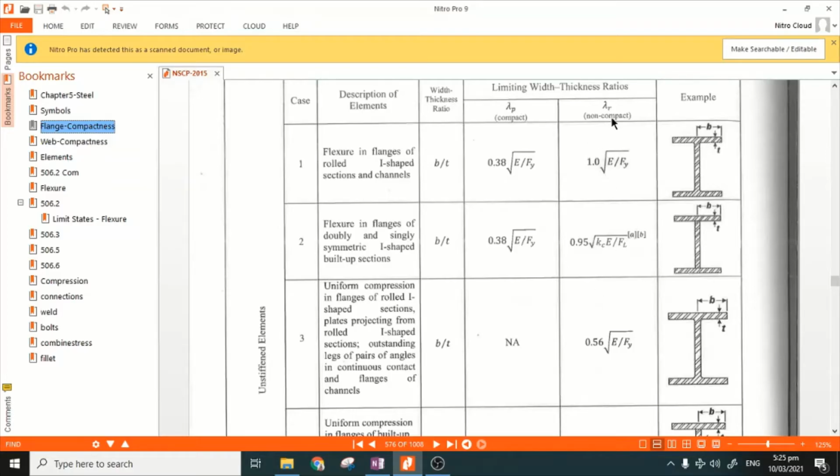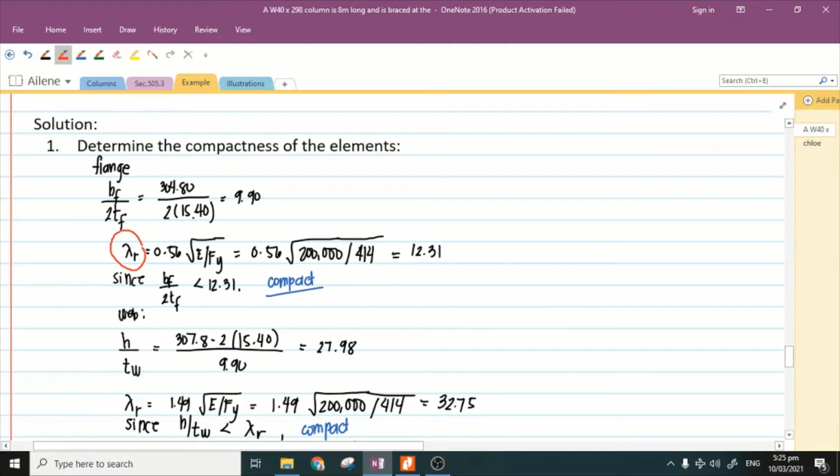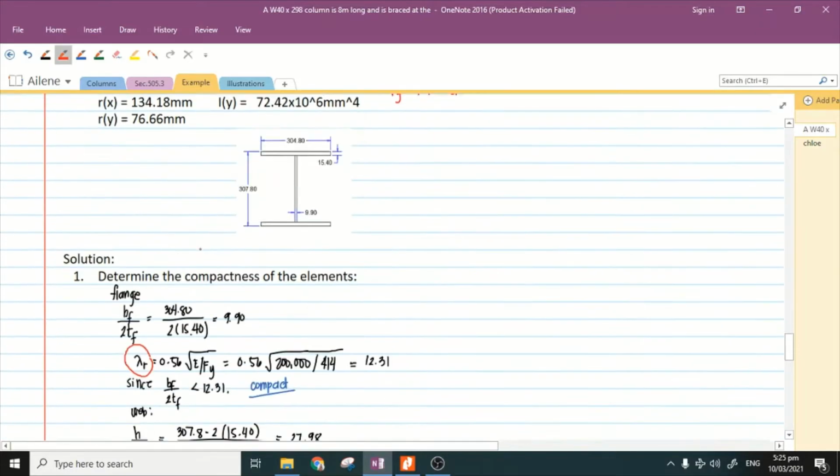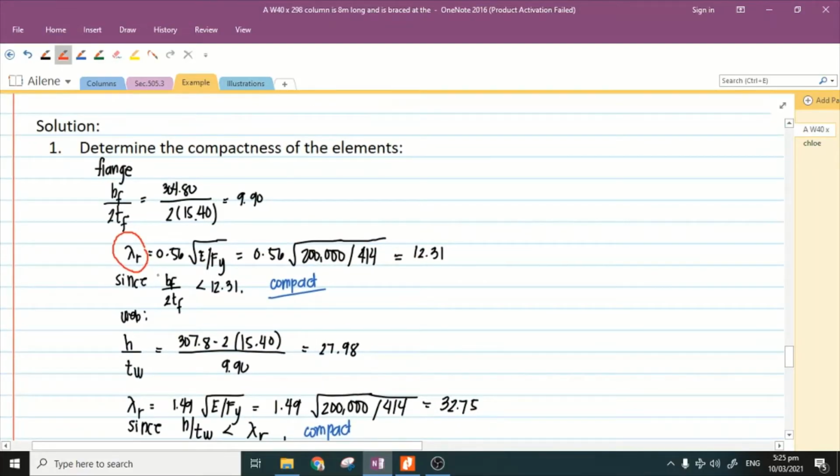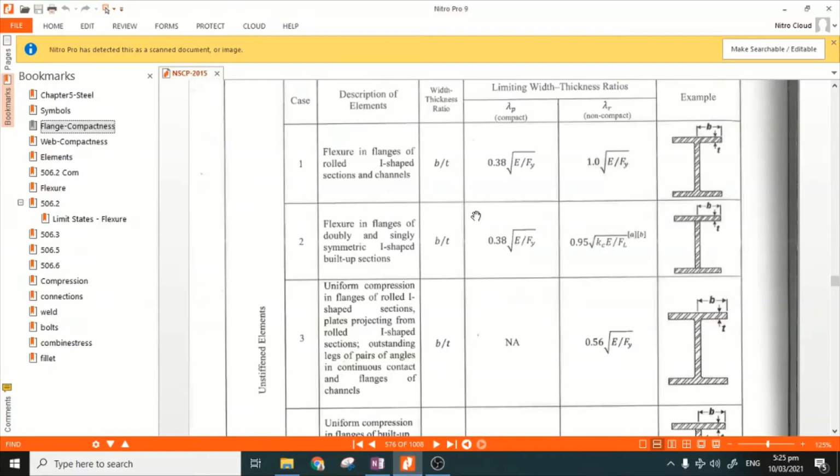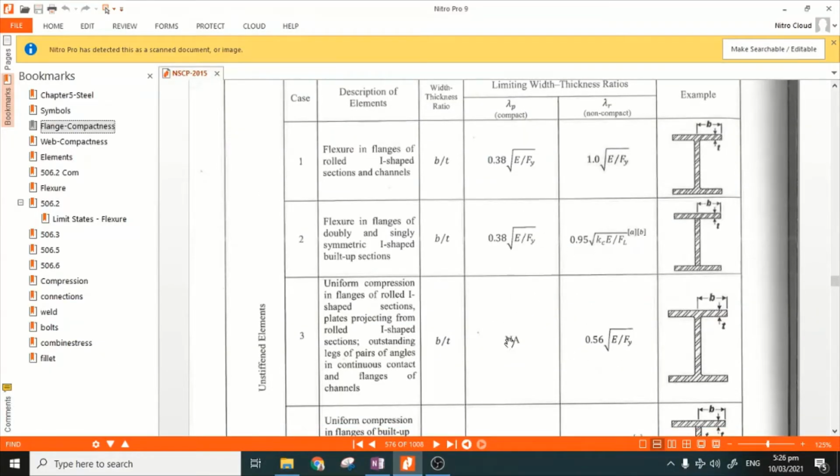All it wants to know is whether it is slender or not. It no longer says compact or non-compact. It only has two categories: slender or non-slender. So, this is the only value we will compare against. For the flange, the parameter is the same, B sub F over 2T sub F. Substituting the given, we have 9.9. And then, as I said, lambda sub R is what we will use. This case number 3 wherein the elements are under compression in flanges.